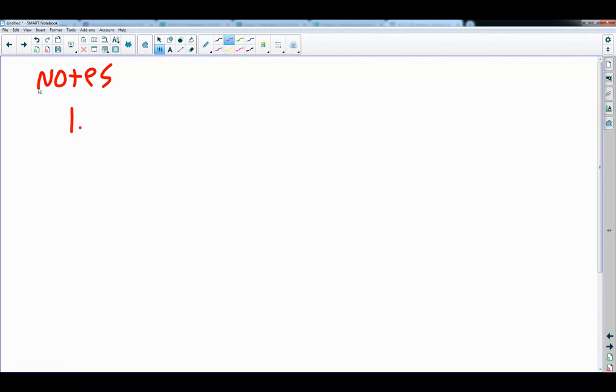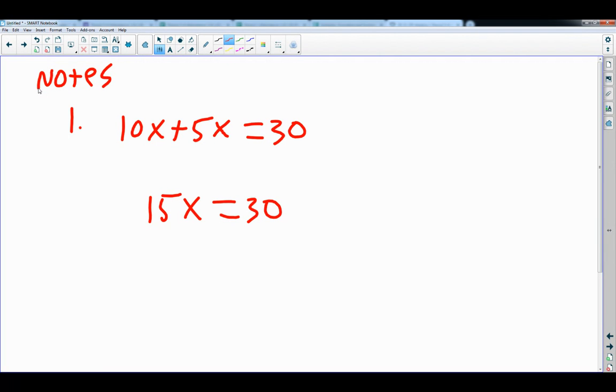So number 1, we have 10x plus 5x equals 30. Okay, I have to combine my like terms. I have like terms on the left with 10x and 5x. They're both x terms, so I can add those together. So 10x plus 5x is 15x equals 30. And now to get rid of multiplying by 15, I'm going to have to divide by 15, and x will equal 2. And that is my final answer for number 1.